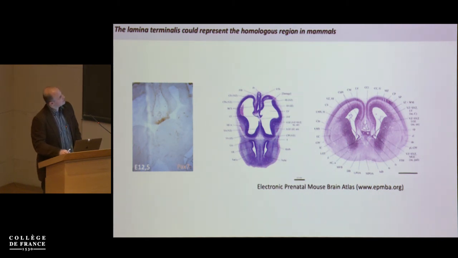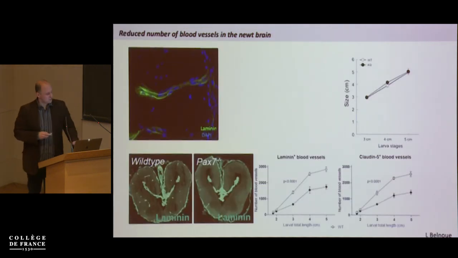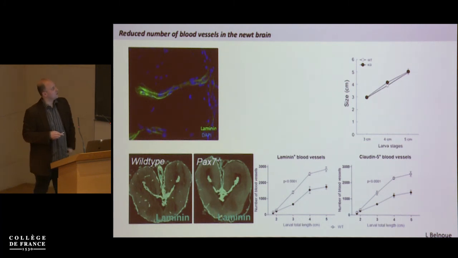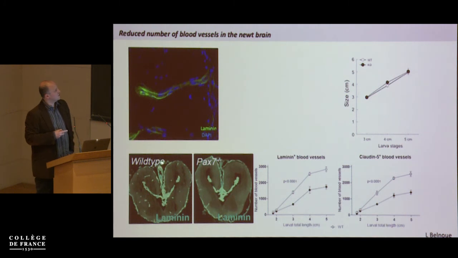So what then? We started to look at the brain vasculature. And in the newt brain, that looks quite different compared to the mammalian brain. The mammalian brain has very branched vessels. The newt brain has few vessels, and they are mostly just loops. So they're easy to visualize. And it is clear that there is a huge reduction of brain blood vessel number based on laminin staining or Claudin 5 staining. And this has nothing to do with the growth size of the animals.